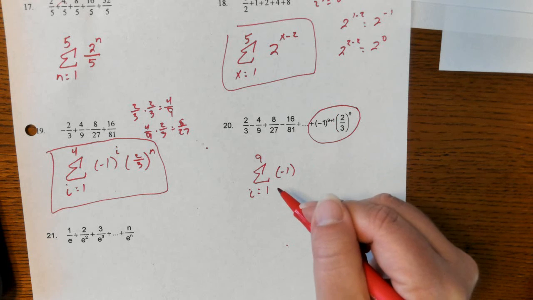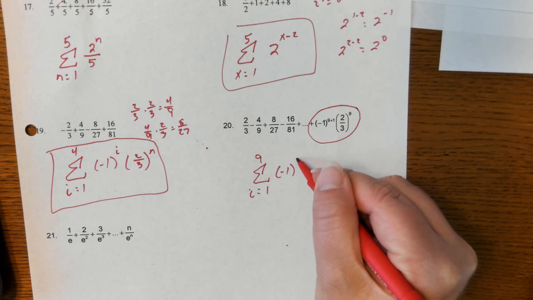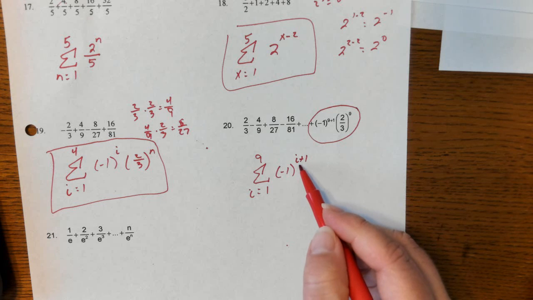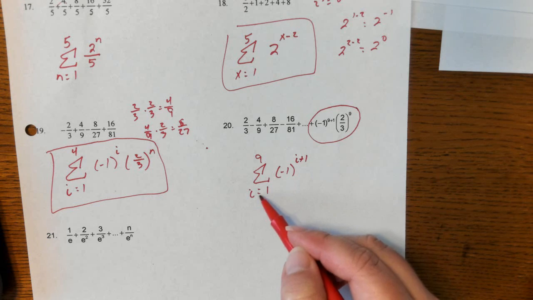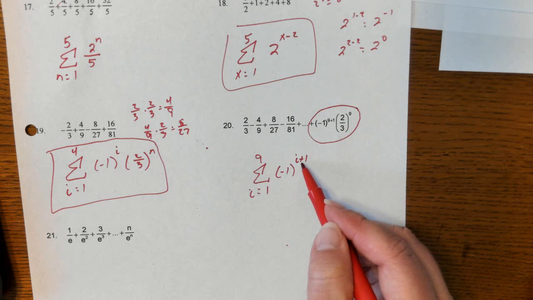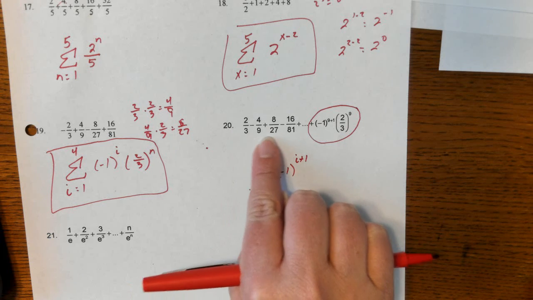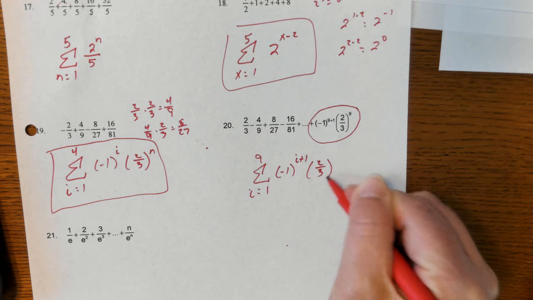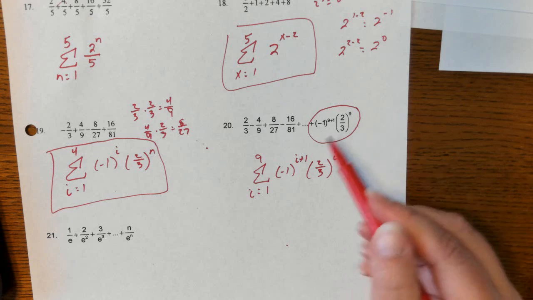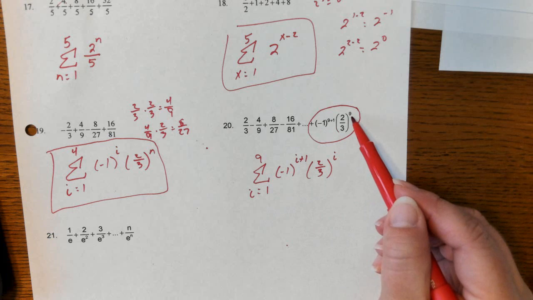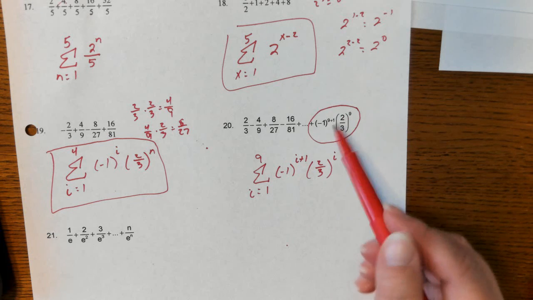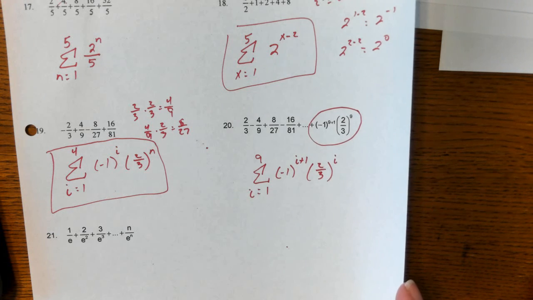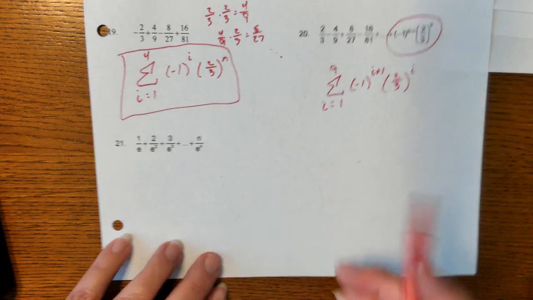9 plus 1, they must have plugged in 9 for I, so I bet it's I plus 1 on the exponent there. If I put in a 1, 1 plus 1 is 2, -1 squared would be a positive, so that seems to be working correct with the alternating. And then the 2/3 to the I, because when we get to the last term, 9 would be the last thing they plugged in. So notice they gave us the general term at the very end.